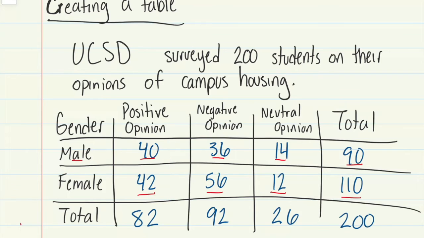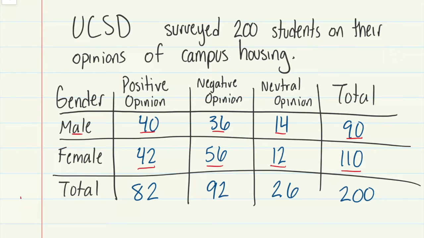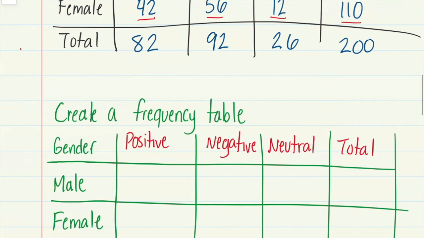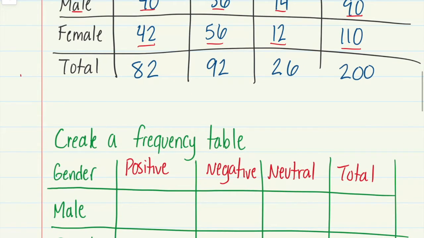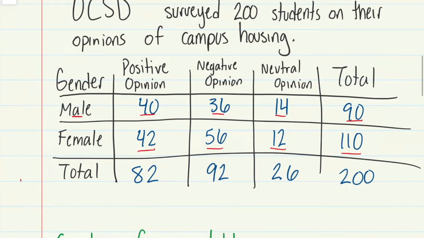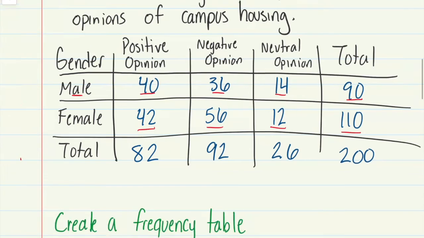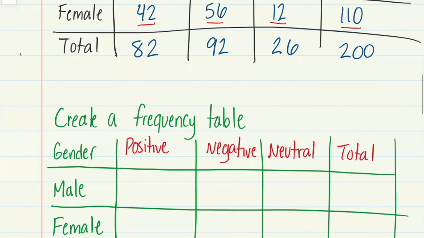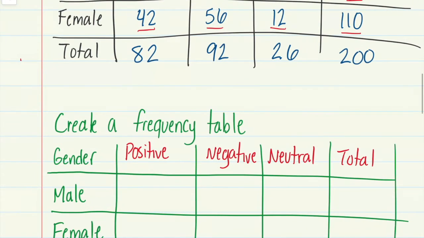So, if we want to make a relative frequency table, right now it's just a table. But if you want to make it into a frequency table, we have to turn it into a percentage. Because you notice that we did not ask the same amount of males and females. So to make it fair, we need to turn it into a percentage to make it more understandable. So how do we do this? Easy. First, let's talk about the male counterpart.